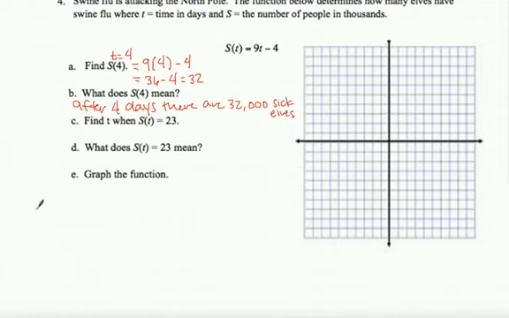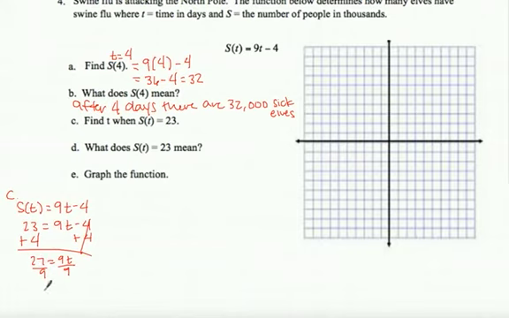C asks us to find t when s of t is equal to 23. So now we know that our output is 23. So I'm going to go back to this. s of t equals 9t minus 4. This is for C. And I'm plugging in 23 for s of t. So 23 equals 9t minus 4. So I'm adding 4 to both sides because my goal is to try to solve for t. And when I do that, that cancels. 23 plus 4 gives me 27 equals 9t. Divide both sides by 9. And I get 27 divided by 9 is 3. So 3 equals t.